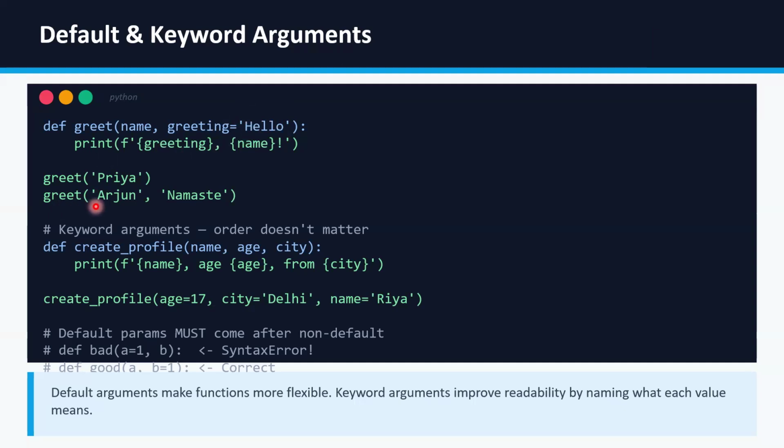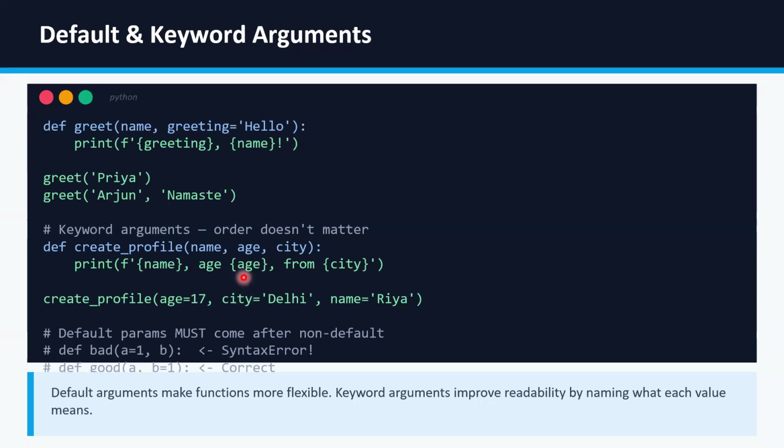Again, in this case, greet Arjun, namaste. We are explicitly passing this argument value, and in this case namaste will be given to greeting. This hello will be overridden. By default, the value assigned for greeting is hello, but when you pass namaste, hello goes away and is replaced with namaste. So when you call greet of Arjun, namaste, what will be the output? Namaste, Arjun. Very good.